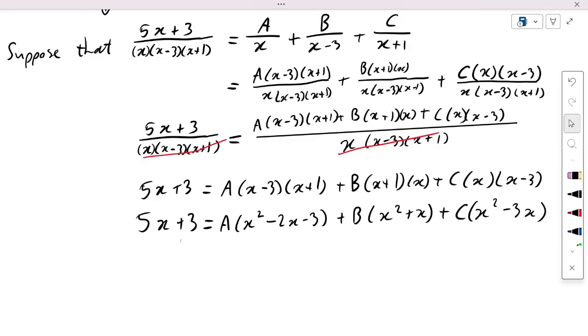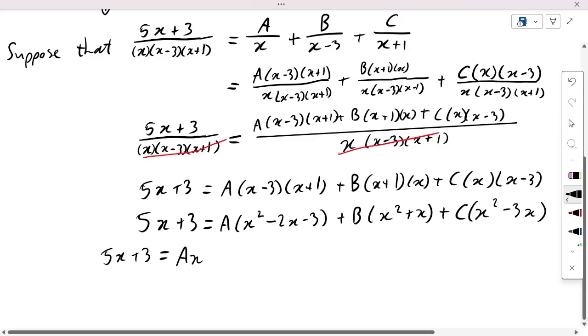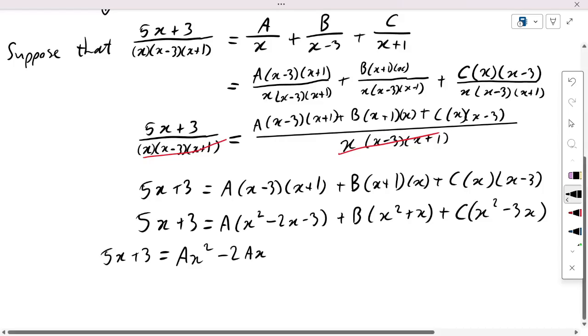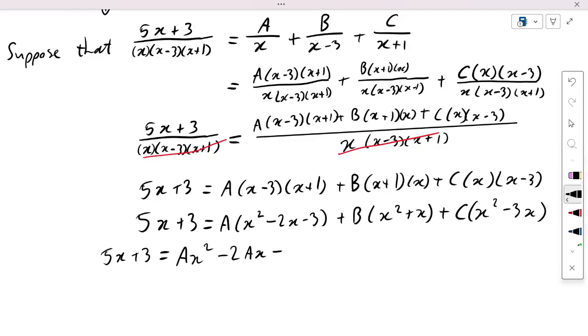Now, obviously, we need to just multiply all of the constants into the bracket. So a, b, and c, we need to multiply them into the bracket. So I'm going to give a little bit of space here. 5x plus 3 is equal to, we're going to multiply the a into this bracket over here. So it's going to leave us with ax squared minus 2ax. Note that I'm treating the a as a constant, but I normally like writing the actual numbers out first and then the a, or the b, or the c, whatever. And then this is going to be minus 3a.